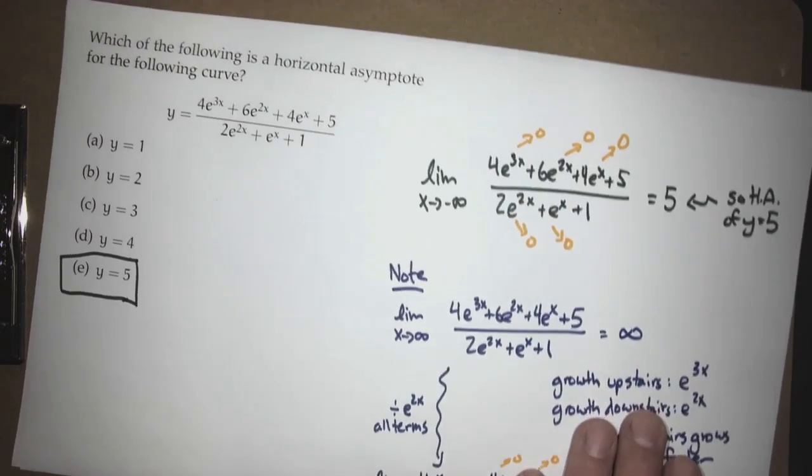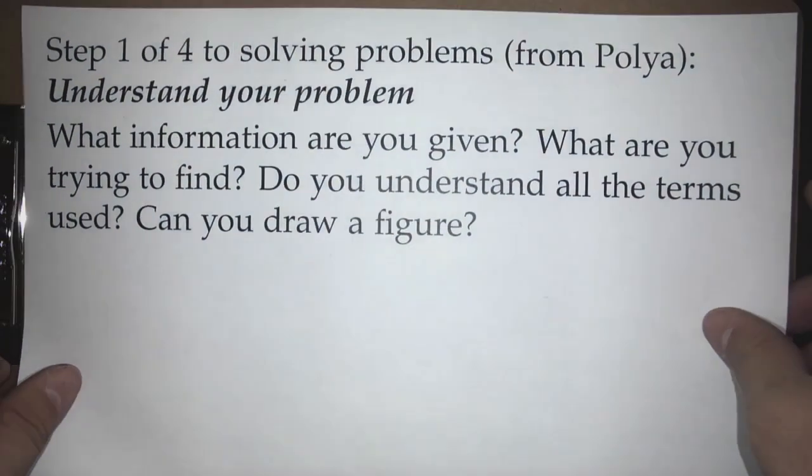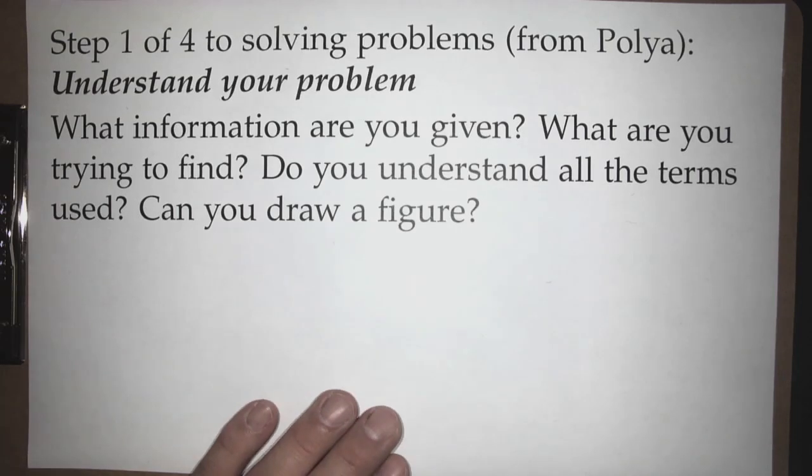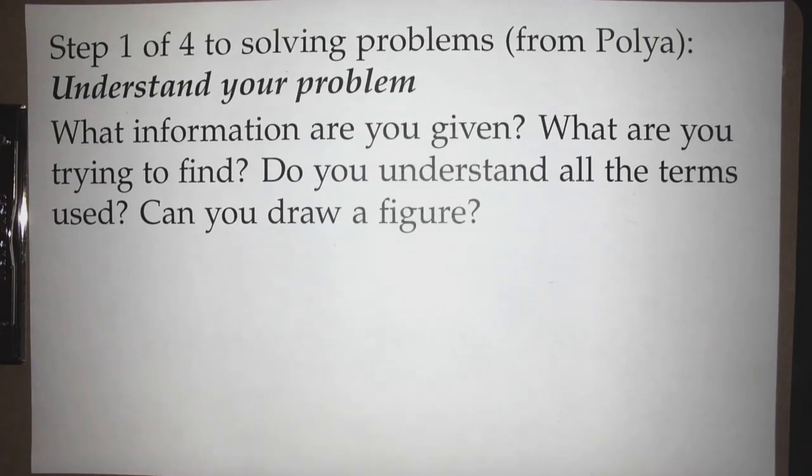All right. So today, we're going to have a series here. This comes from a book by a mathematician named George Polya. He wrote a book called How to Solve It. And there were 4 steps to solving problems. So the very first step, if you want to solve a problem, is you need to understand your problem.